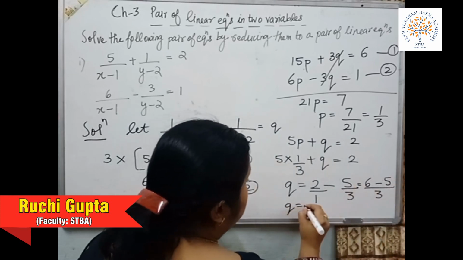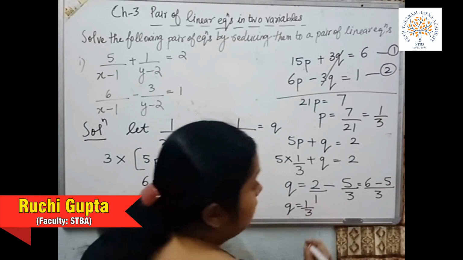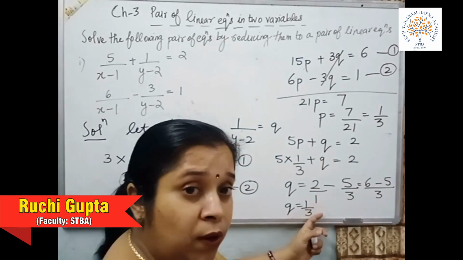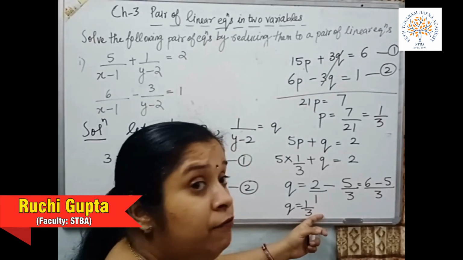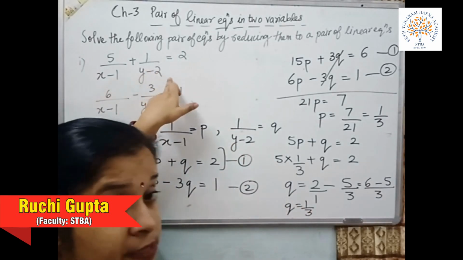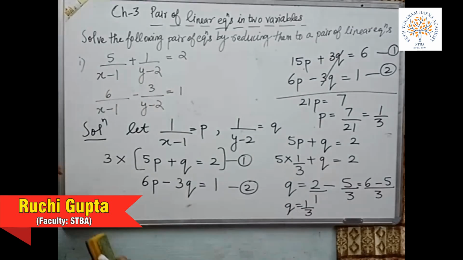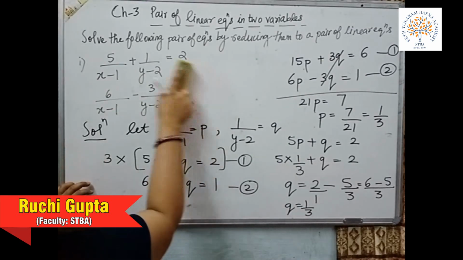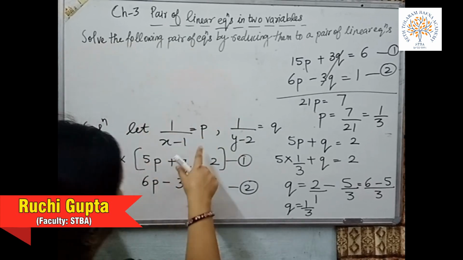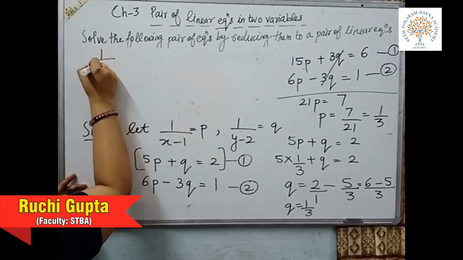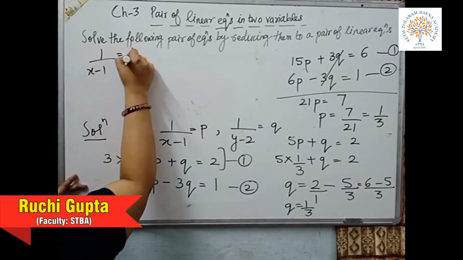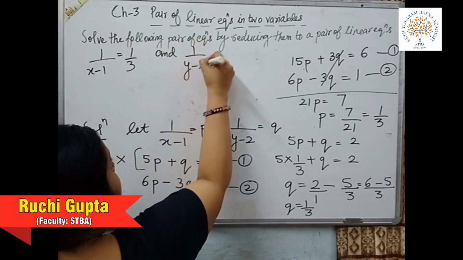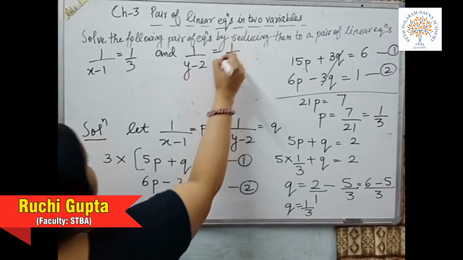So students, q is also 1 upon 3. Okay. p is also 1 upon 3. q is also 1 upon 3. But we have to find the values of x and y. So now in my question, in place of p, I am writing 1 by 3, and also in place of q, I am writing 1 by 3.